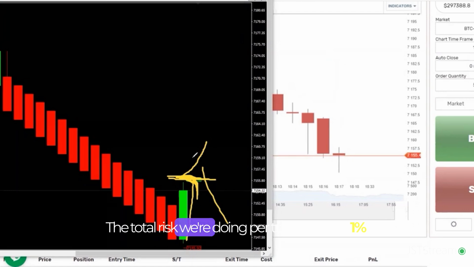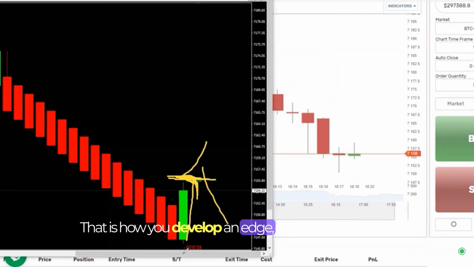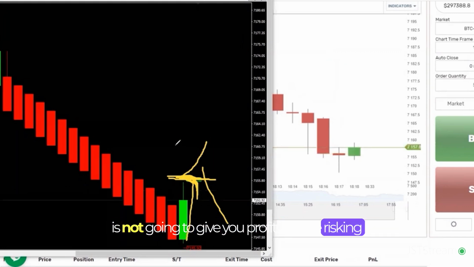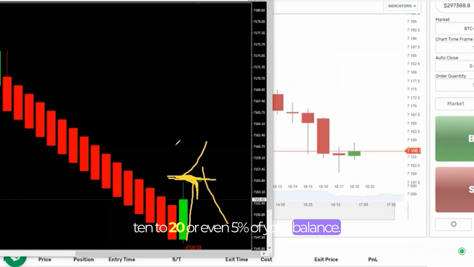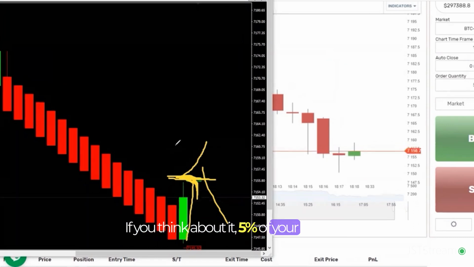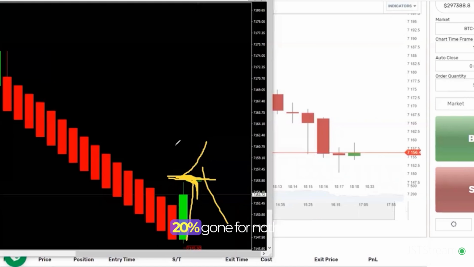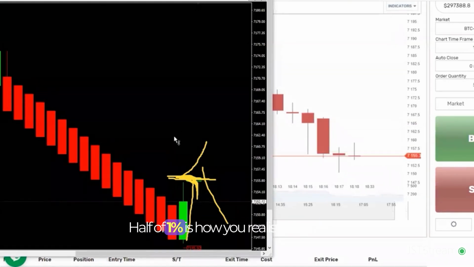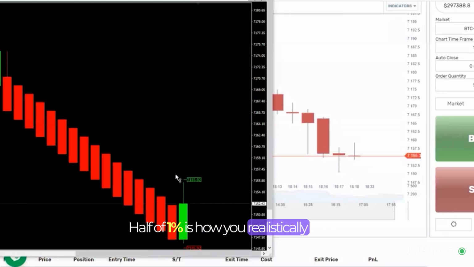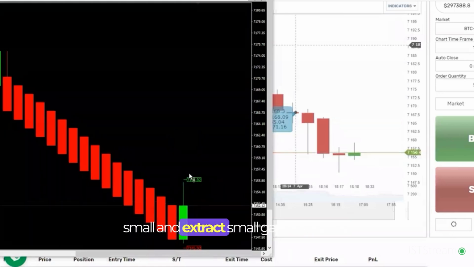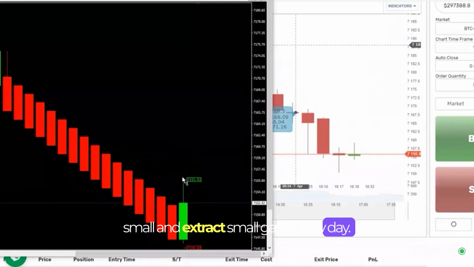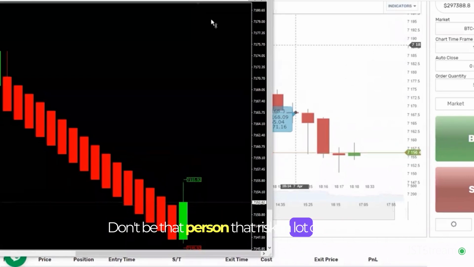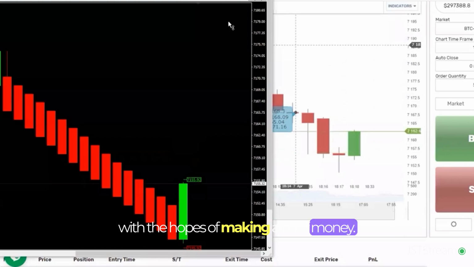The total risk we're doing per trade is 0.5%. That is how you develop an edge. Because the market is not going to give you profit if you're risking 10 to 20 or even 5% of your balance. If you think about it, 5% of your balance, you get 4 trades wrong, 20% gone for nothing. 0.5% is how you realistically churn small and extract small gains every day. Don't be that person that risks a lot of money with the hopes of making a lot of money. It won't happen.